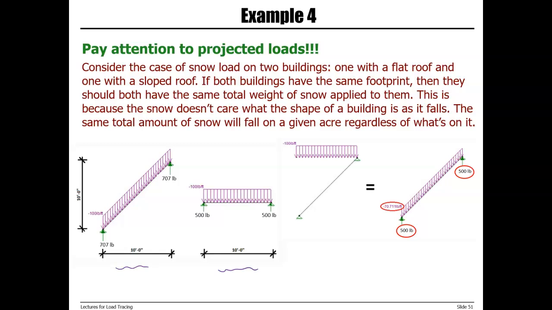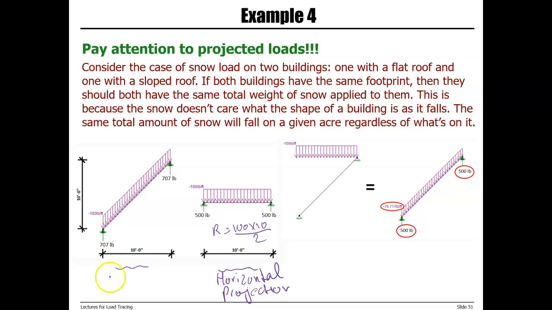But if we don't use it on the horizontal projection, so this is an example of horizontal projection. And you can see the load is 100 pound per foot, and then for 10 feet, the reactions are 100 times 10 divided by 2, 500.